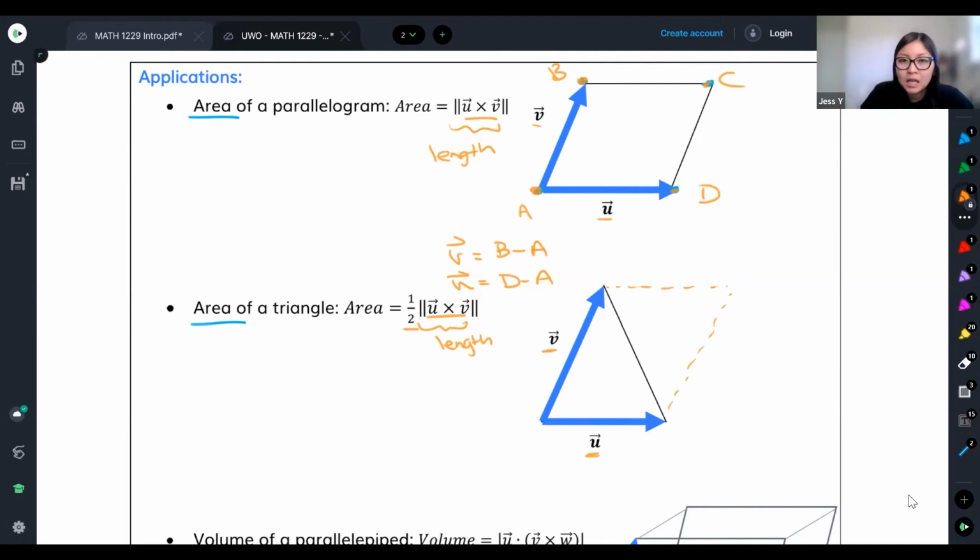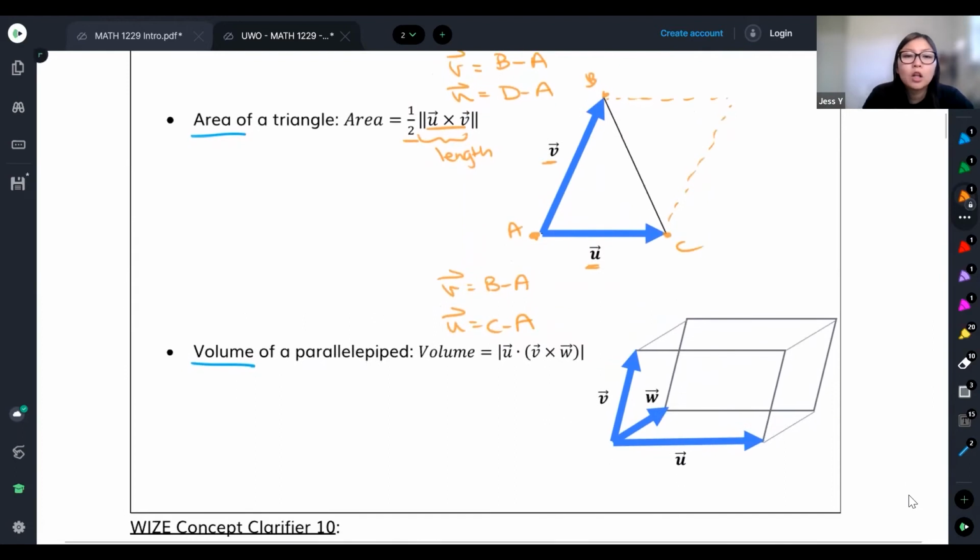But if they're being mean and they don't give you U and V, that's okay. They can give you these corner points, A, B, and C. Then again, we know that V is just B minus A, and we know that U is C minus A. All right? And then you can find the cross product, the length, and then divide it in half. So those are formulas that you have to memorize.